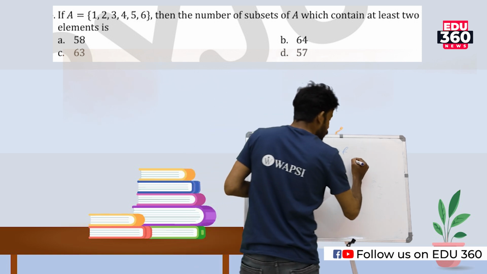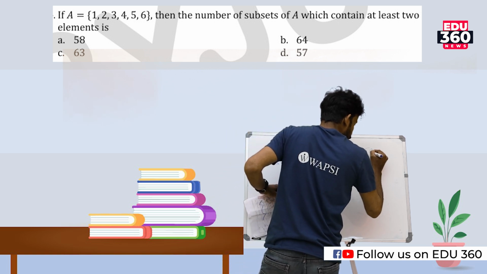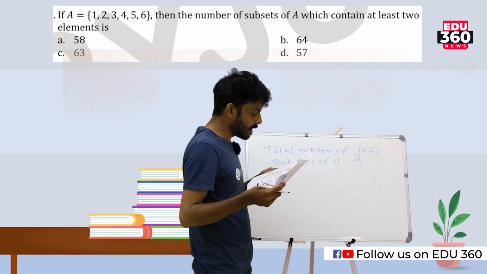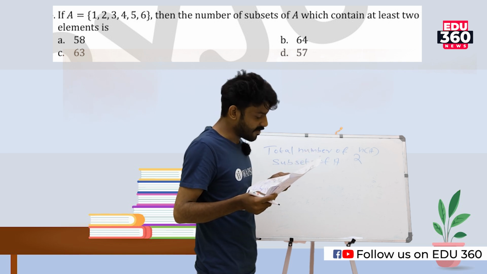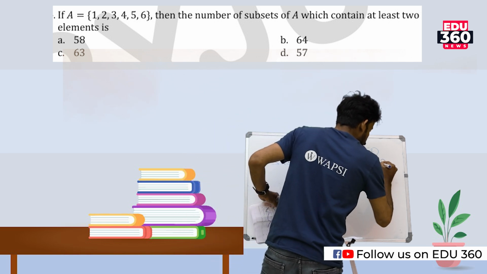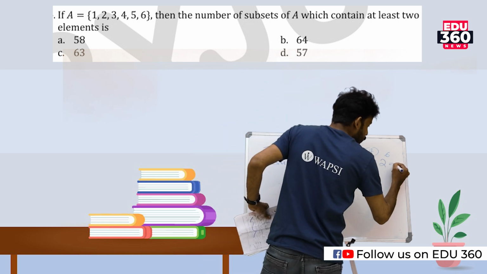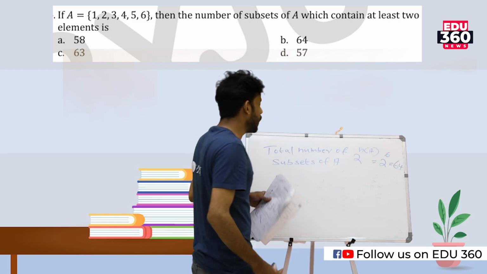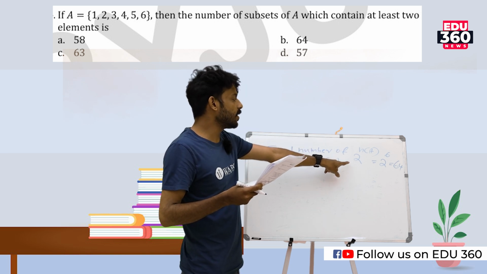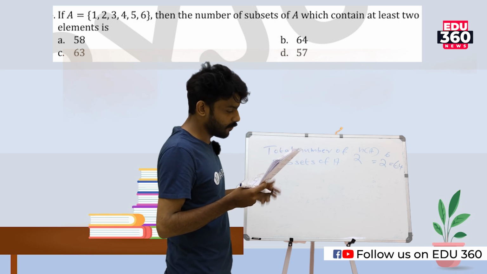So that is equal to 2 raised to n of a, number of elements in a. Yes, so look at the question. So we can see that the number of elements in a is equal to 1, 2, 3, 4, 5, 6, that is 6. So here it is equal to 2 raised to 6. Okay, so 2 raised to 6, so the value will be equal to 64. So the total number of subsets of a is equal to 2 raised to n of a, that is 2 raised to 6, equal to 64.